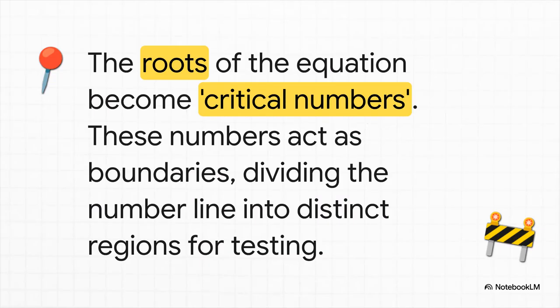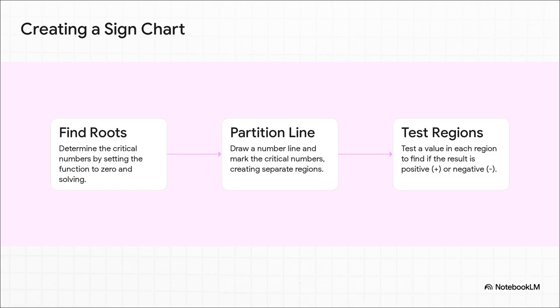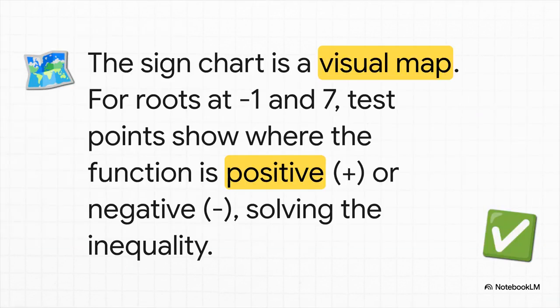So the process actually starts the same way. We find those roots using the quadratic formula. But for inequalities, these roots take on a new role. They become our boundaries. We start calling them critical numbers because they're critical. They divide our whole problem into different regions on a number line. And from there, we use this simple but really powerful tool called a sign chart. Think of it like a visual map. Once we mark our critical numbers on a line, we just pick a test number from each of those new regions. We plug it into our inequality and just check if the result is positive, which means our parabola is above the axis, or negative, meaning it's below. It's that simple. And this simple process creates our solution map.